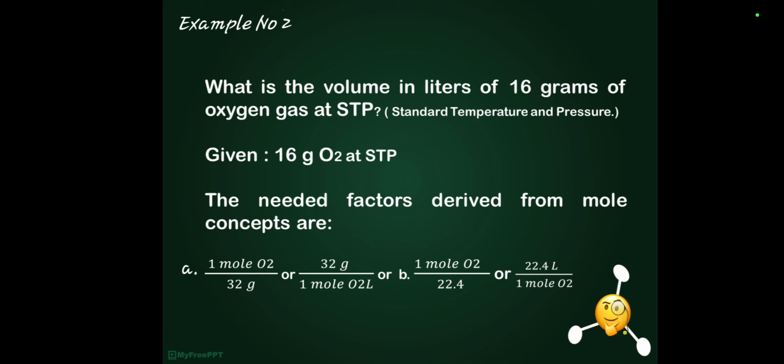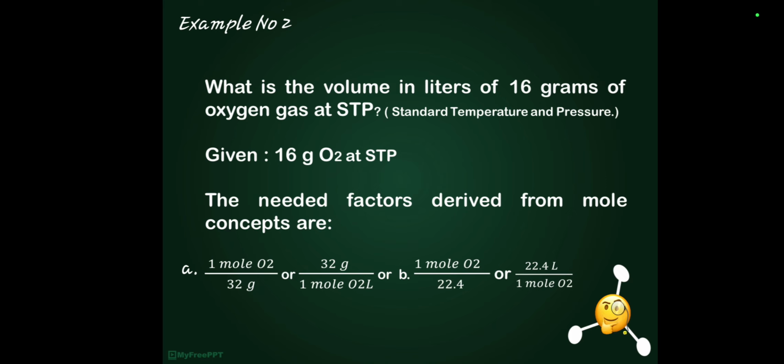Then the needed factors derived from the mole concept would be A, 1 mole of oxygen gas over 32 gram of oxygen gas, or B, 1 mole of oxygen gas over 22.4 liter, or 22.4 liter over 1 mole of oxygen gas. Okay, so you will be asking along the discussion, ma'am, where did you get the 32 gram?